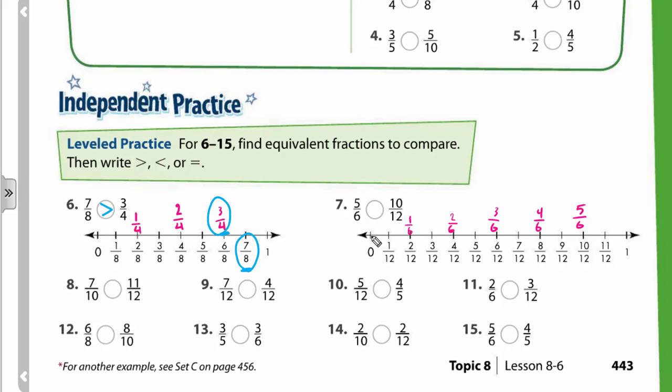Khalifa, look at the number line. Use the number line and tell me which one is greater, 5 sixths or 10 twelfths. 5 sixths. Okay, can you explain why? This is 5 sixths and this is 10 twelfths. Oh yes, it's equal because they have the same place on the number line. The same point represents both of them.